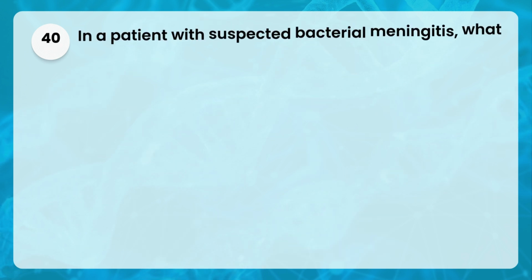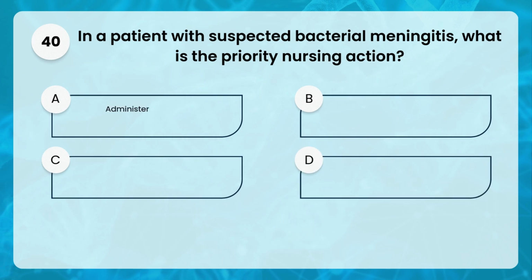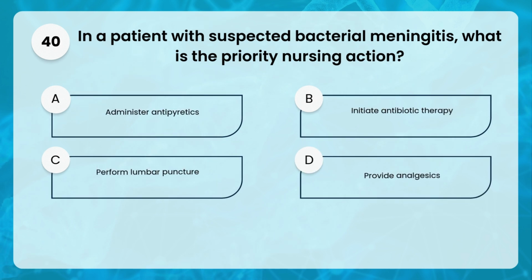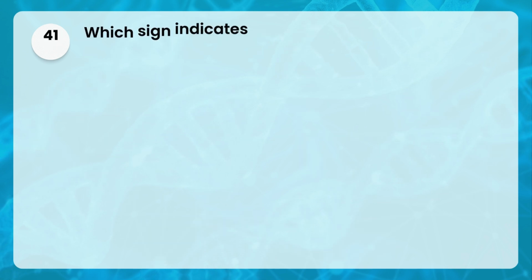Number 40. In a patient with suspected bacterial meningitis, what is the priority nursing action? A. Administer antipyretics. B. Initiate antibiotic therapy. C. Perform lumbar puncture. Or D. Provide analgesics. The answer is B. Initiate antibiotic therapy.